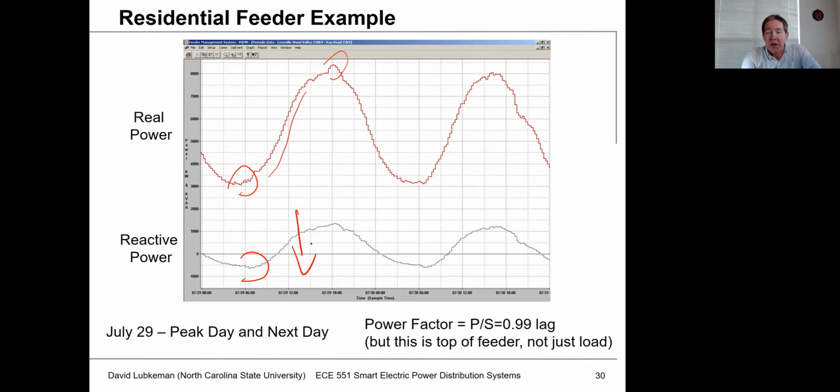So if you calculate the power factor from the real power and the reactive power, you see the power factor is pretty close to unity, which is what the utility would want. But the load power factor is probably going to be something like 92%, 94%, something like that.